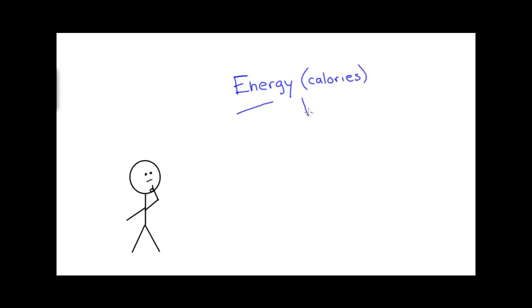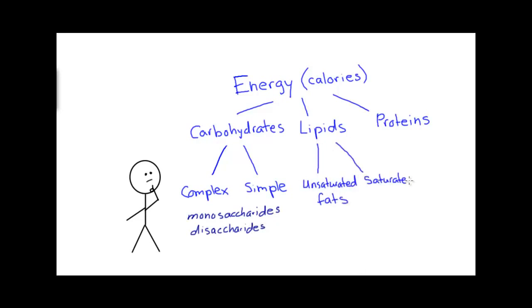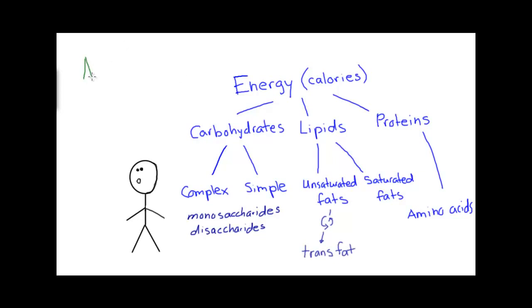So far, we've learned that our bodies can only get energy, measured in calories, from the 3 basic food nutrients: carbohydrates, lipids, and proteins. We've learned about complex and simple carbs constructed from monosaccharides and disaccharides. We've learned that unsaturated fat is a healthier choice than saturated or trans fat. We've learned about proteins constructed from amino acids and that low-fat protein sources are the healthiest choice.